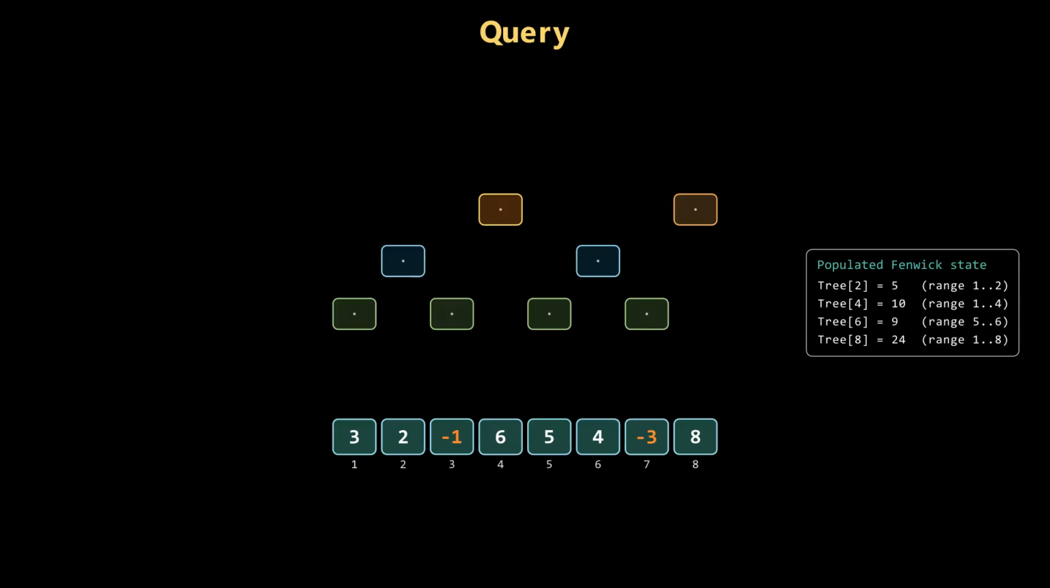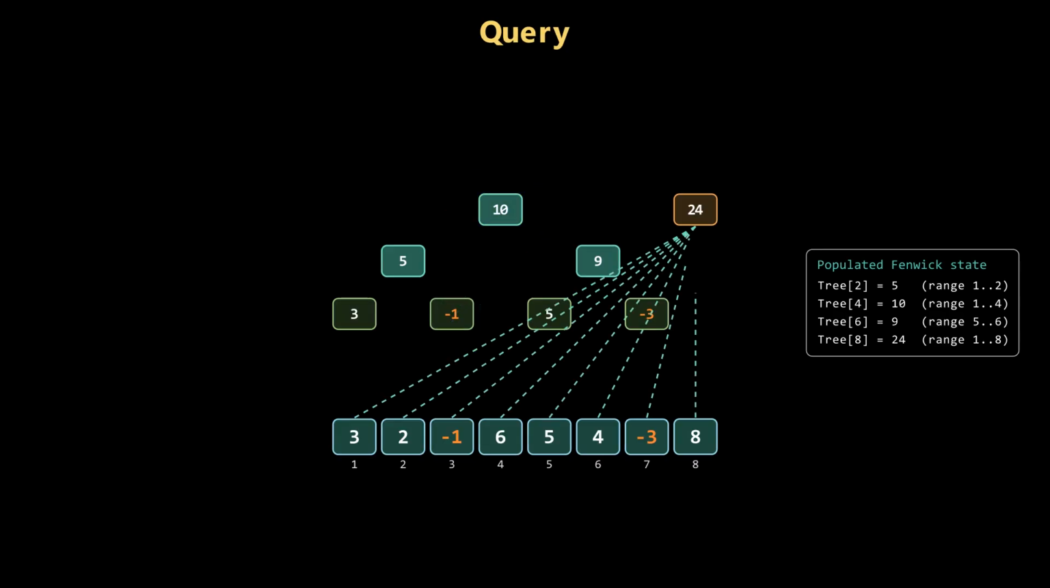Now that we have our architecture, let's see it with a live dataset. When the array populates, each Fenwick slot computes its internal sum. Odd indices copy their baseline values straight up, 3, -1, 5, and -3. Index 2 stores 5. Index 6 stores 9. Index 4 rolls up to 10, the sum of the first 4 elements. Index 8 holds 24, the total across the whole array.